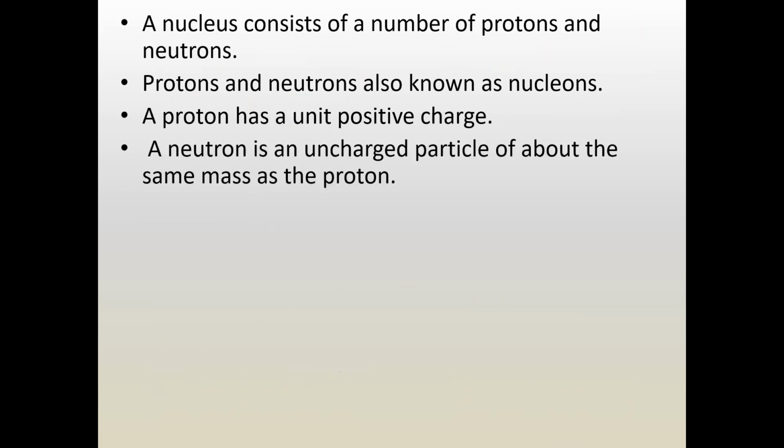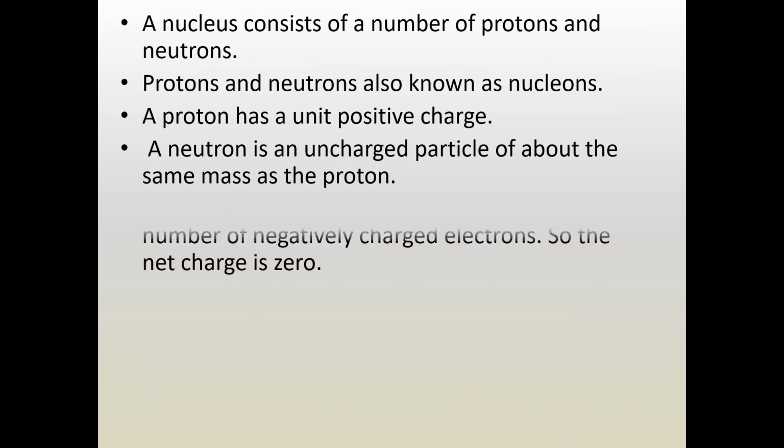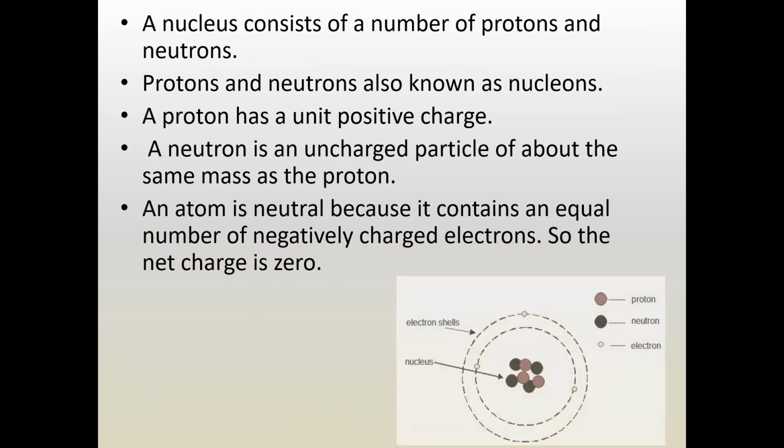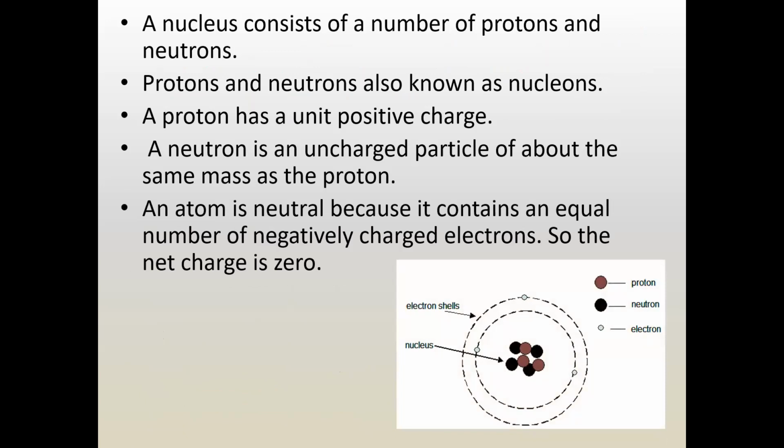The protons have a positive charge, whereas neutrons are uncharged. They have the same mass as a proton. An atom is electrically neutral. Why? Because it has an equal number of protons and electrons. Protons are positively charged, electrons are negatively charged, and the positive charge balances with the negative charge. That's why the overall atom is neutral.